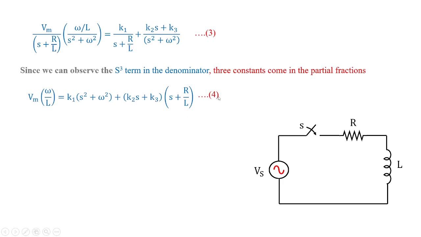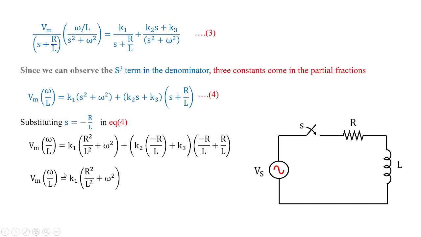First we take the standard third equation and the partial fractions with Vm by L multiplied with omega, so it becomes Vm omega by L, which is equal to the cross multiplied partial fractions, as you can see here. Then I take s equal to minus R by L in equation 4, which makes this term 0, and multiplied with K2 and K3 it also goes to 0. Then I am left with K1. The K1 value is obtained to be Vm omega L by R square plus omega square L square. We treat this as equation 5.